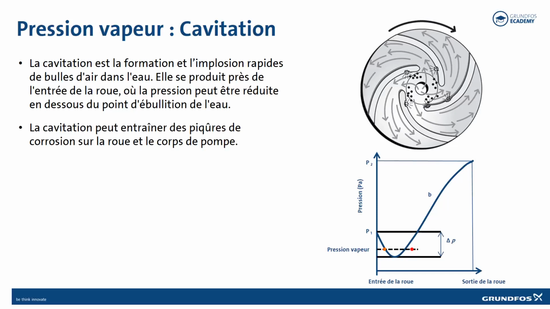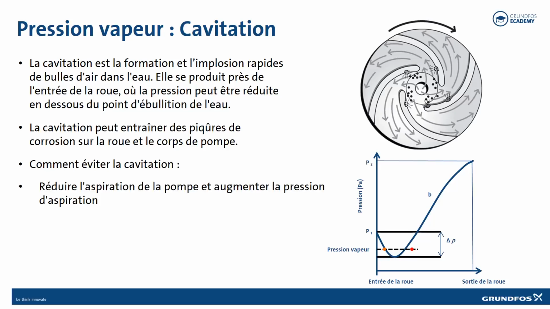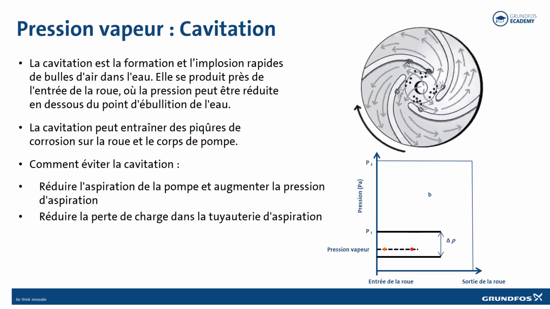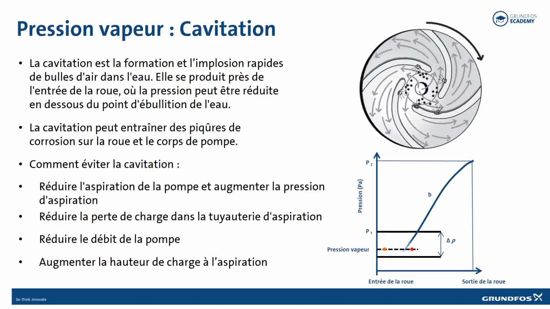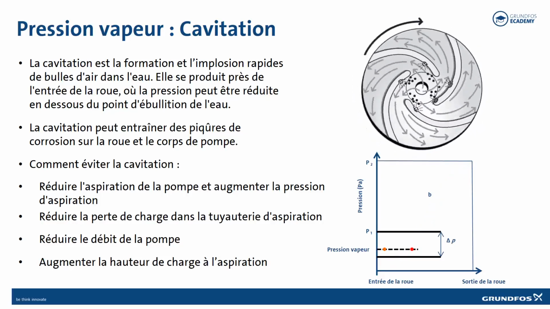Cavitation can be avoided by lowering the pump inlet and increasing the inlet pressure, reducing friction loss in the suction pipe, reducing the flow of the pump, or increasing the elevation of the suction water level.